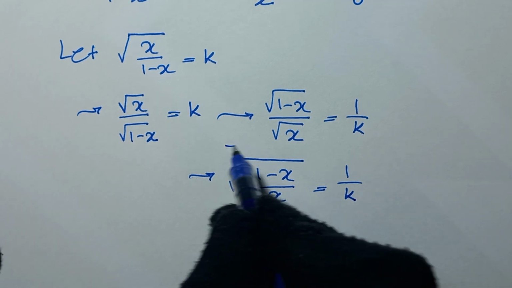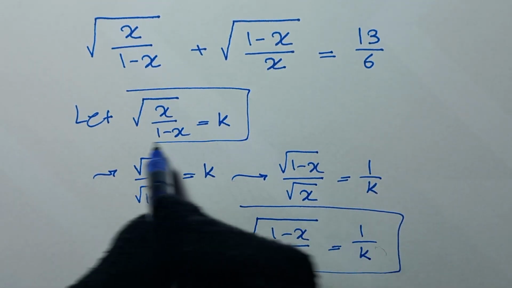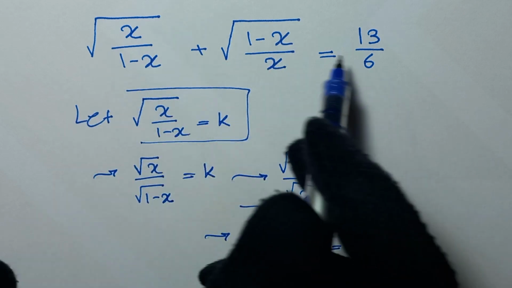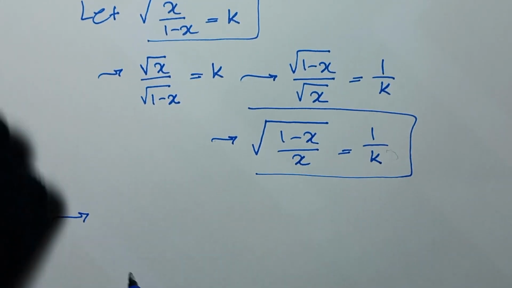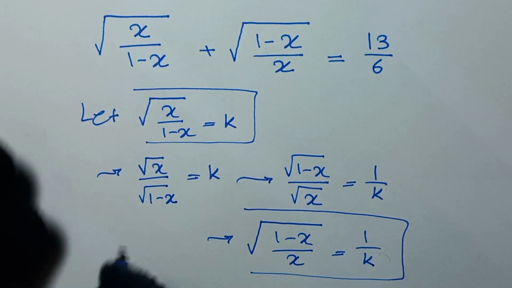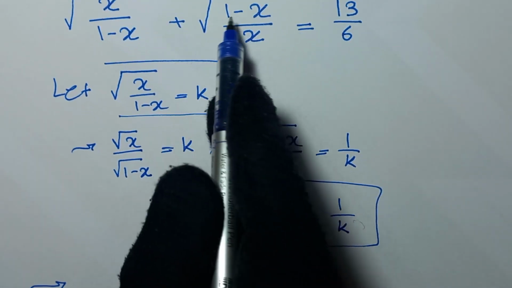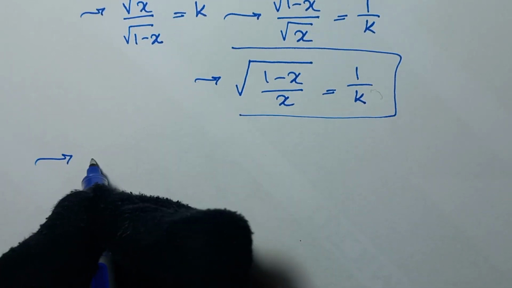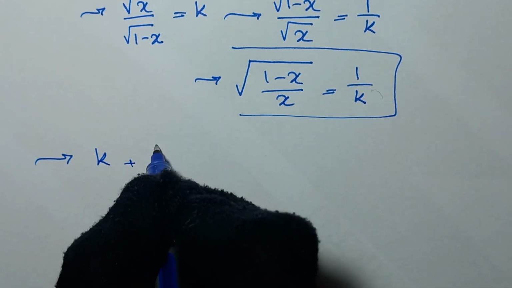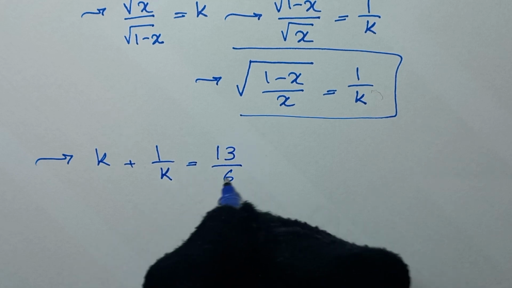So from these two equations, we rewrite this equation: the square root of x over 1 minus x is k, and the square root of 1 minus x over x is 1 over k. So we write k plus 1 over k is equal to 13 over 6.